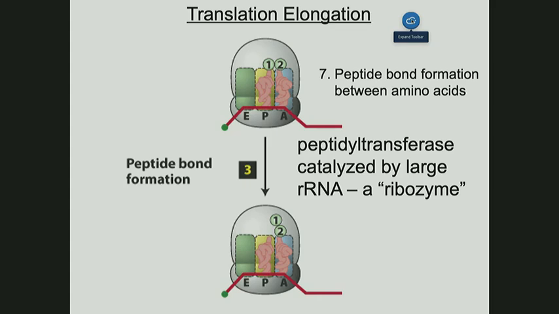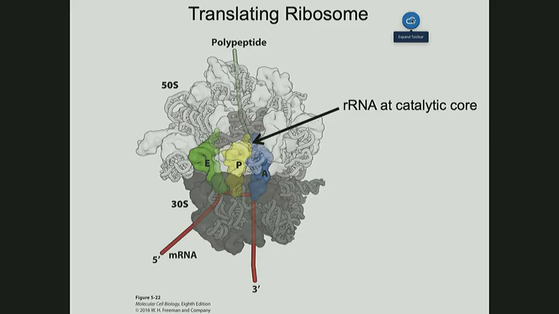All right, well, what do we have? We have a growing peptide chain here. That should not be in the A site anymore. This is just to point out that this is the catalytic core, and that's where there's this ribosomal RNA that's able to do this peptidyl transferase reaction.